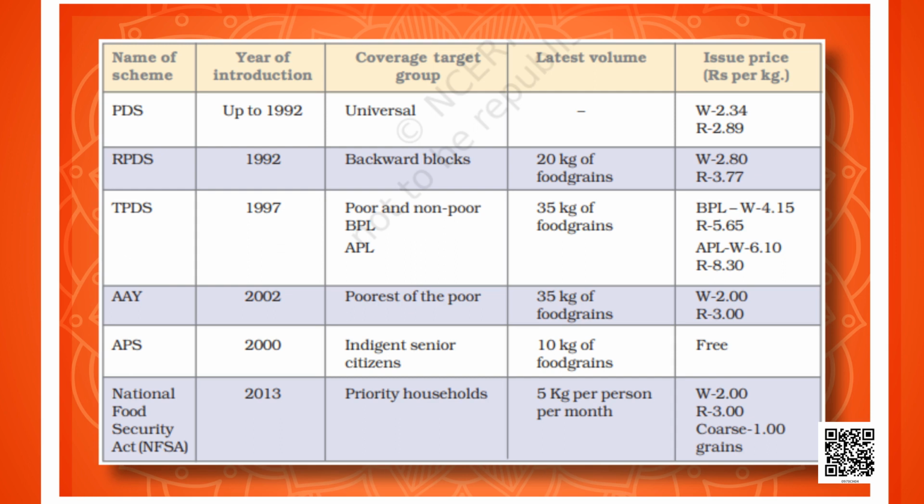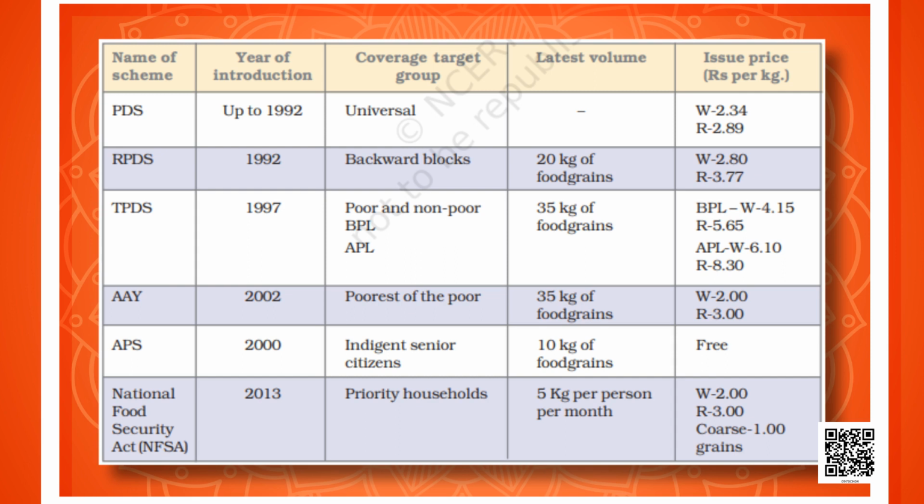Antodaya Anna Yojana, known as AAY, was launched in December 2000. Under this scheme, 1 crore of the poorest among the BPL families covered under the targeted public distribution system were identified. Poor families were identified by the respective state rural development departments through a below poverty line survey. 25 kilograms of food grains were made available to each eligible family at a highly subsidized rate of Rs. 2 per kg for wheat and Rs. 3 per kg for rice.